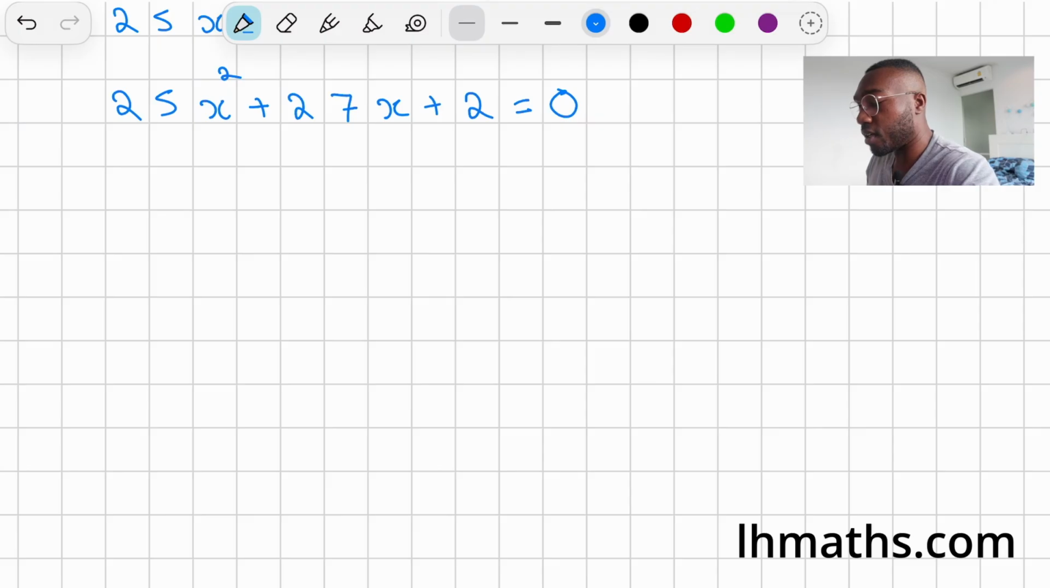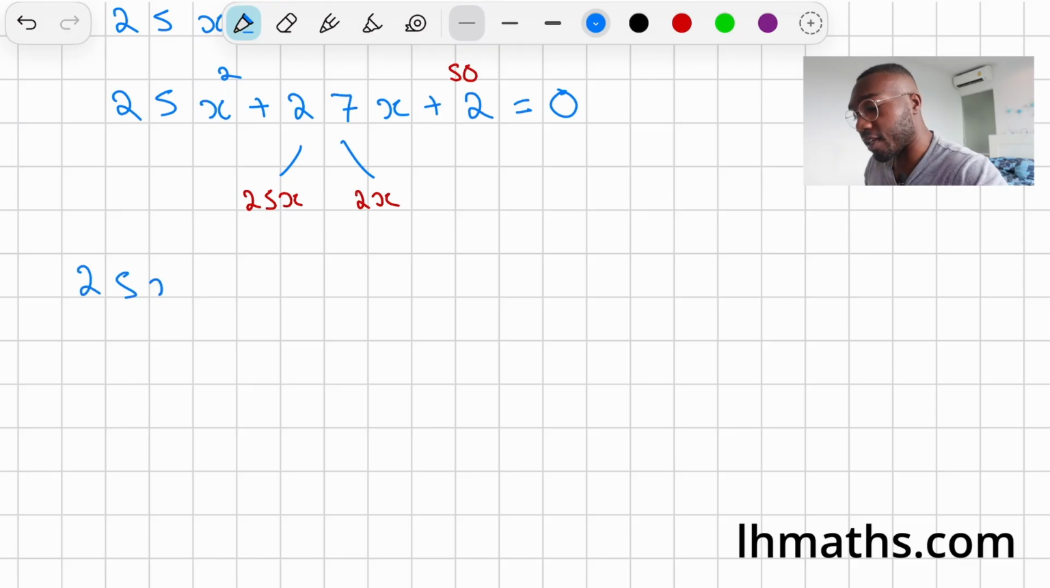So very similar to previous questions. To work out this quadratic equation, I'm going to do 25 times 2. That gives me 50. And then think of two numbers which sum to make 27 and multiply to make 50. That would be 25 and 2. So therefore, we would have a 25x and a 2x. It's effectively like that 27 splits up into 25x and 2x.